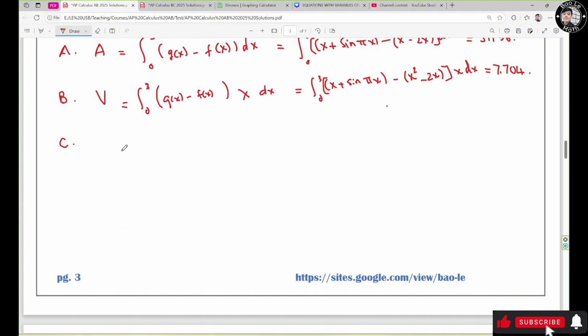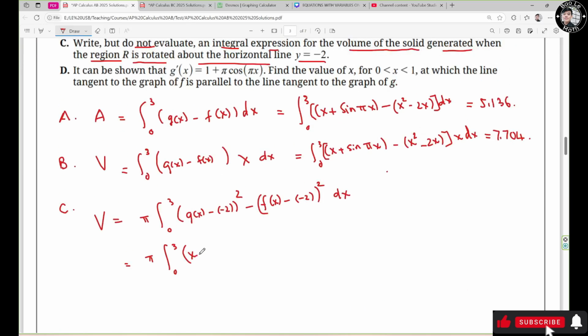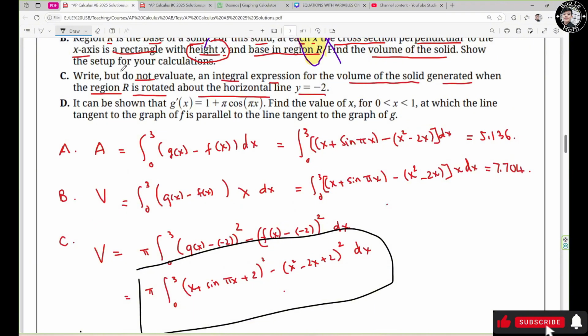So you have the formula: the volume equals pi, the integral from 0 to 3, outer radius, which means g of s subtract -2, altogether squared, minus f of s subtract -2, altogether squared, ds, right? Now it turns out to be pi, the integral from 0 to 3, g of s, which means s plus sine pi s, subtract -2, which means you're going to add 2, right? Squared, minus s squared minus 2s plus 2, altogether squared, ds, right? Then this is the final answer. You don't need to evaluate it, because it says do not evaluate.